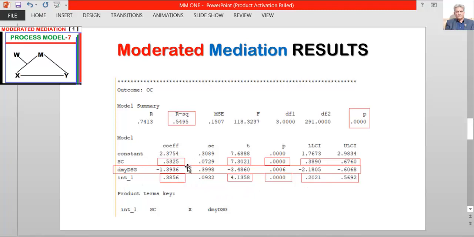Next, the coefficients of all three variables are also given. We will start with the role of designation, which is negative as well as very powerful, with minus value, and the coefficient is 1.3936, which is powerful, but it is negative role played by the designation of the employees or respondents.